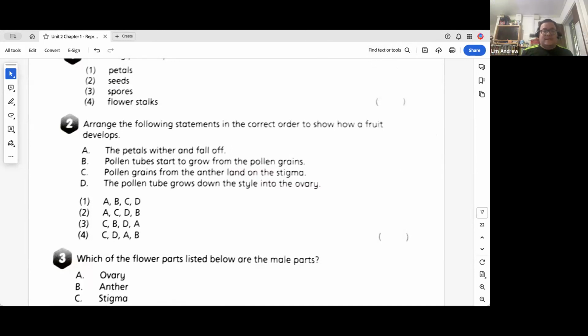So, arrange the following statements in the correct order to show how a fruit is being developed. A, the petals wither and fall off. B, pollen tubes start to grow from the pollen grain. C, pollen grains from the anther land on a stigma. D, the pollen tube grows down the style into the ovary. So which first?